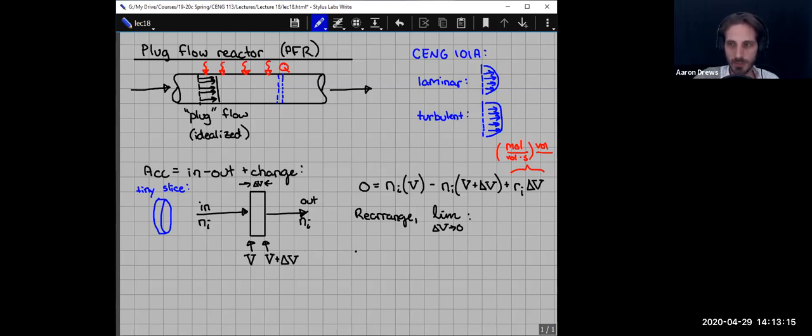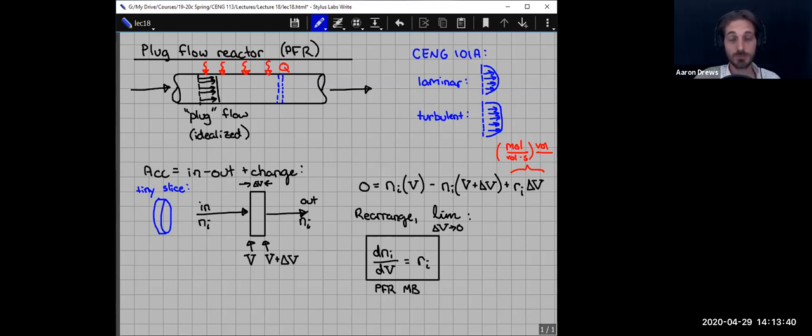The limit as delta V goes to zero, what you end up with is d N sub i over dV is equal to r sub i. And this is our material balance for anything inside of a plug flow reactor. This is our PFR material balance.